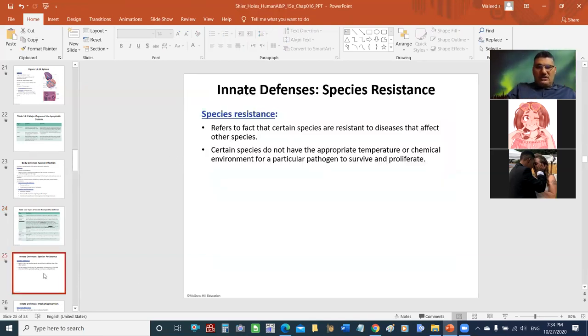So species resistance, I talked about this. I did it from the table to make it easier, but we will talk a little bit about it more as we go. Species resistance, I mentioned it already. We as humans do not contact every single pathogen from other species like animals and plants. Some of them cannot infect us and vice versa.